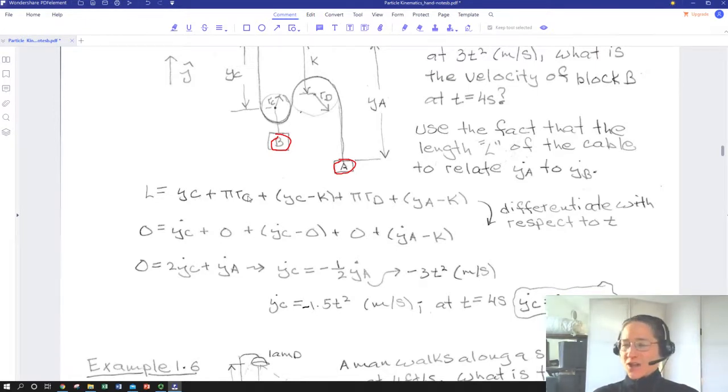Pi r_c isn't changing. The pulley's not changing size. We've got our position again, minus a constant, because pulley D is not moving anywhere. It's independent of time. Pulley D's radius is independent of time. And now we have the position of weight A, which is time dependent, minus another constant. So we have our two positions of interest, and everything else in this expression is a constant. Booyah! Okay, that's really good.